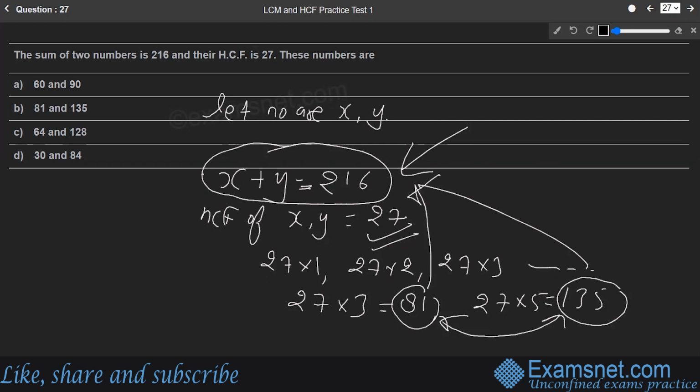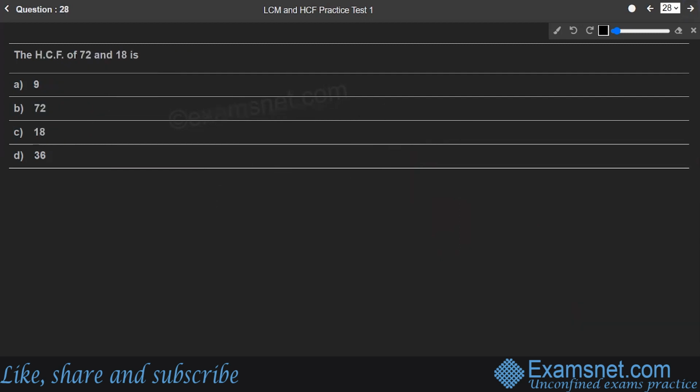We could also have done this by checking the options. Clearly 60 and 90 would not have been the answer because they are not multiples of 27. 64 and 128 again are not multiples of 27. 30 and 84 are again not multiples of 27. So we could clearly have gone with option number B, which says 81 and 135 are the two numbers we were looking for. Okay, let's have the next one.